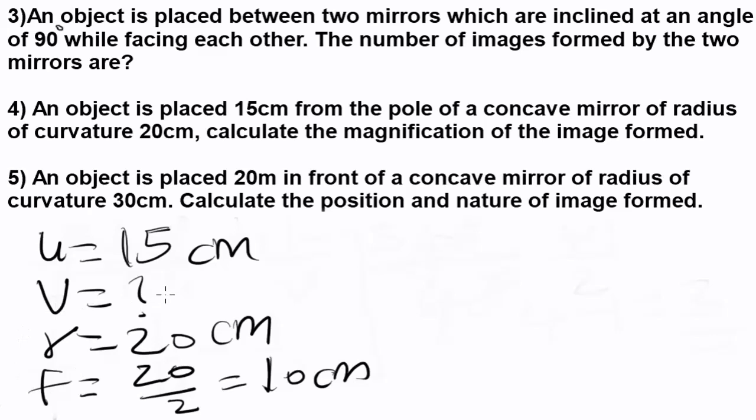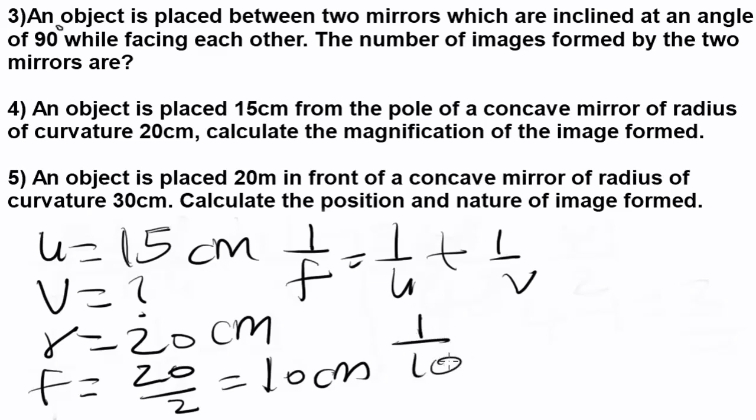Alright, now to get the image distance, we're going to apply this mirror formula. That's 1 over f equals 1 over u plus 1 over v. So when you put the values, we're going to have 1 over 10 equals 1 over 15 plus 1 over v. To make v the subject of the formula, this 1 over 15 will cross over the equality sign and change to negative.